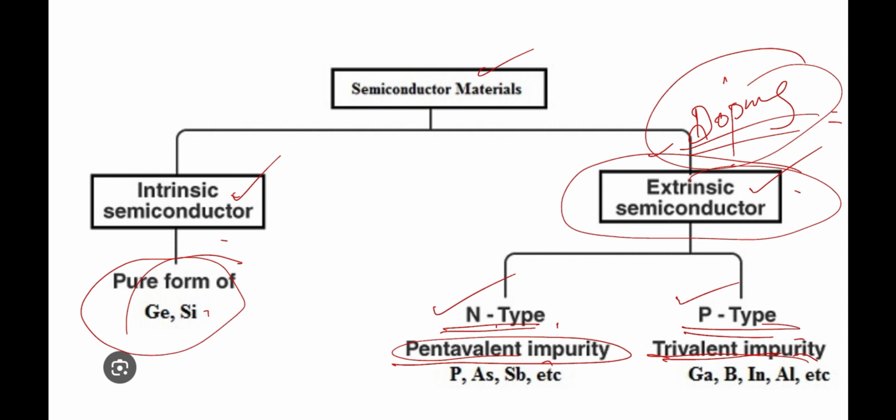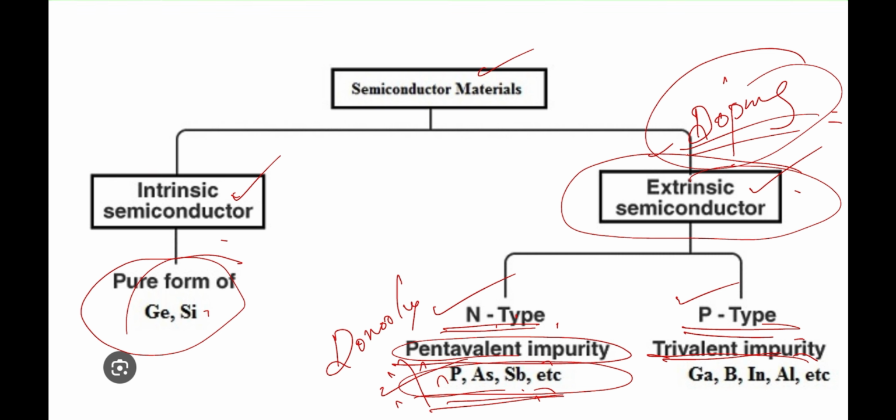Now, the n-type semiconductor can be obtained by adding phosphorus, arsenic, antimony, then bismuth, etc. That is, these are the n-type impurities. This is very important. We have to know which are the n-type impurity atoms. These atoms are also known as donor type impurity, because they are giving or donating 1 electron. So, they are known as the donor type impurity.